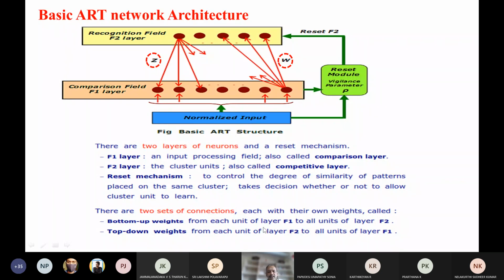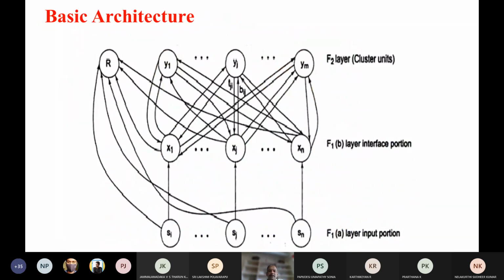The bottom-up weights go from each unit of layer F1, this is unit 1, unit 2, unit 3, to all units of layer F2. Then the top-down weights go from each unit of layer F2 to all units of layer F1. F2 to F1 is the top-down weights, and F1 to F2 is the bottom-up weights. Bottom-up weights are represented as W, and top-down weights are represented as Z. So this is the basic architecture.